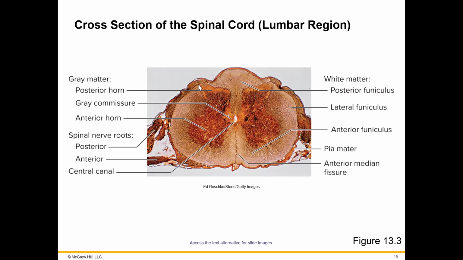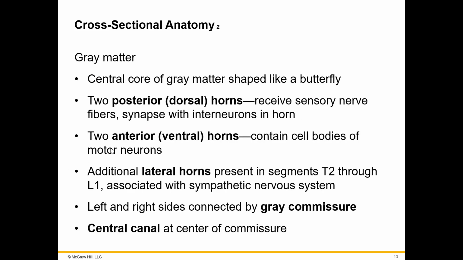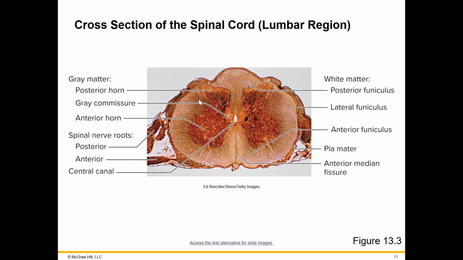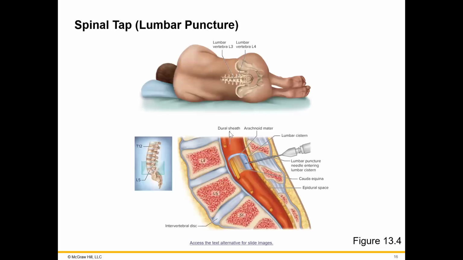So that's the gray matter, and this is the posterior horn. You have to know that the anterior horn has cell bodies for motor neurons, while the posterior is important for sensory neurons. So this is your posterior horn. This is for the sensory neurons, and this is the anterior horn, and that is for motor neurons.